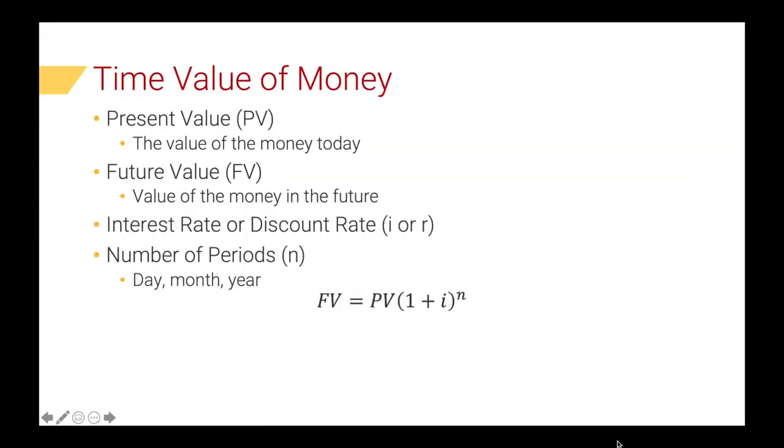Present value is the value of money today. Future value is the value of money in the future. Interest rate or discount rate is indicated by the letters I or R, and the number of periods is indicated by the letter N.